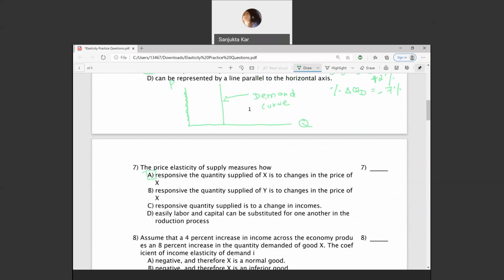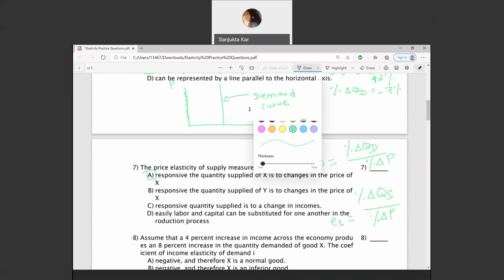So this is going to be percentage change in quantity supplied over percentage change in price. This is the elasticity of supply, and elasticity of demand was percentage change in quantity demanded over percentage change in price. All right, so there is a crucial difference here.